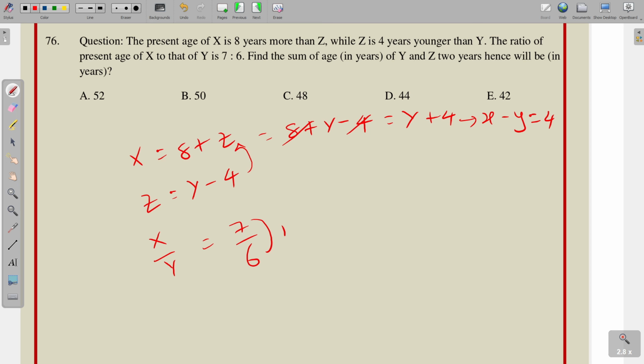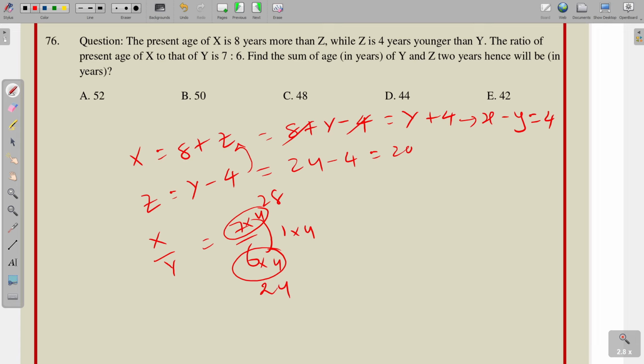In that the difference is 1, but in this 4 means if you multiply this 1 by 4, you will get the exact value. Now this is also multiplied by 4. What is the value of x? Means it is 28. What is the value of y? Means 24. If y is 24, z is 20.